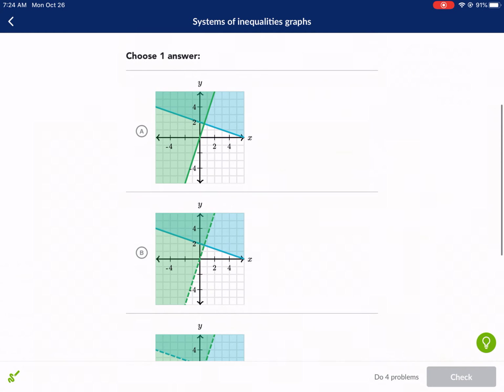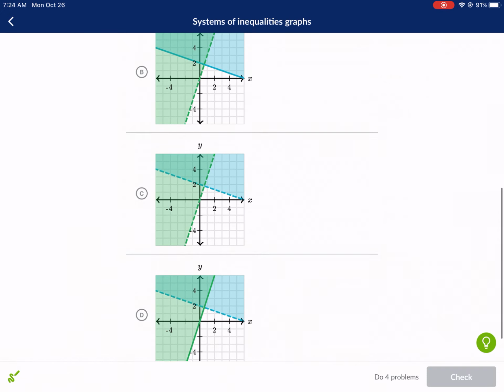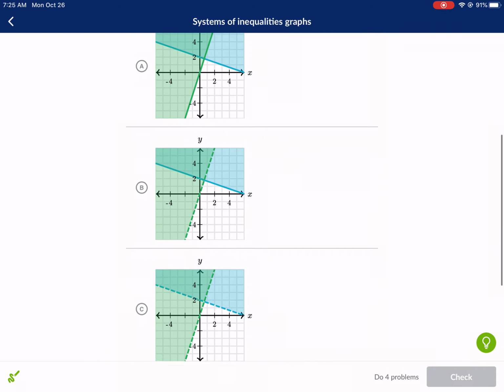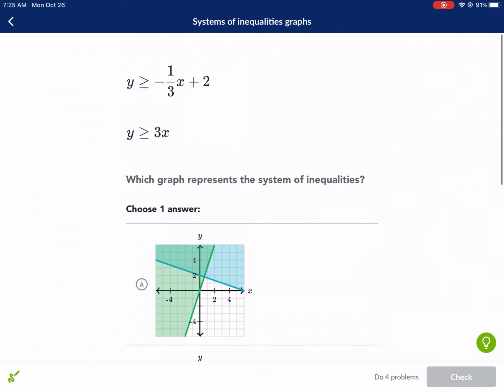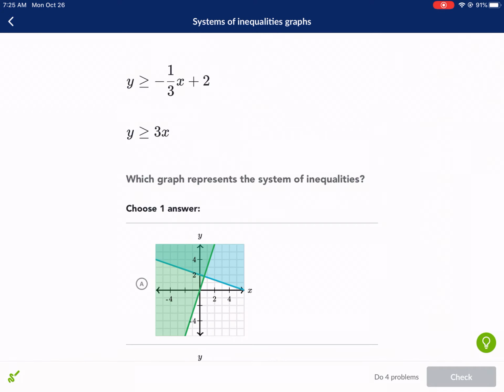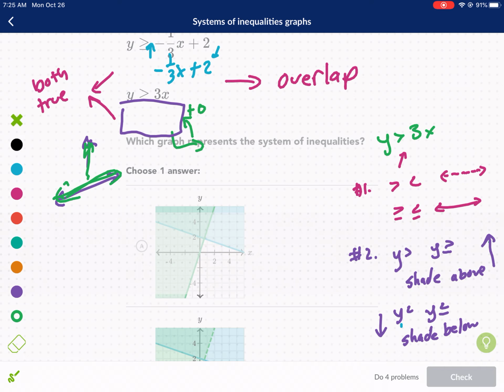So let's see here. Okay, so we have a bunch to consider. Notice how B, C, and D all have a dotted line. So that's bad. We don't want that. We know we have two solid lines based on the inequalities there, the greater than, and we're shading above both those lines. This is the part that confuses people.